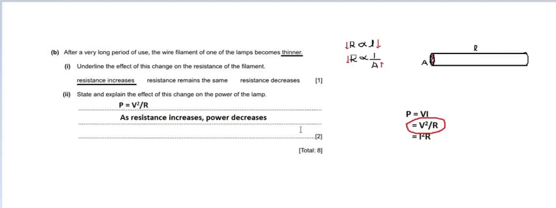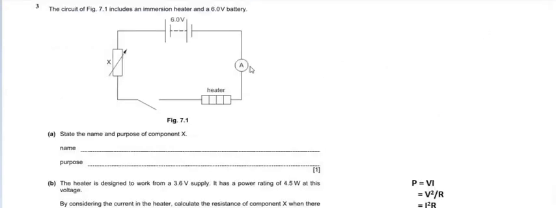So now we will move towards the next problem. Now question number 3 in the structural problem. The circuit in figure 7.1 includes an immersion heater and a 6-volt battery. So this is a circuit, a 6-volt battery is connected, this one is the immersion heater, this is an ammeter connected in series to measure the current, and this is another component connected over here, and this one is the switch.